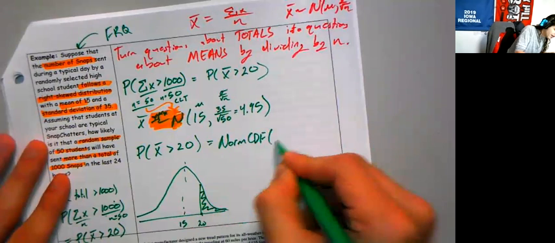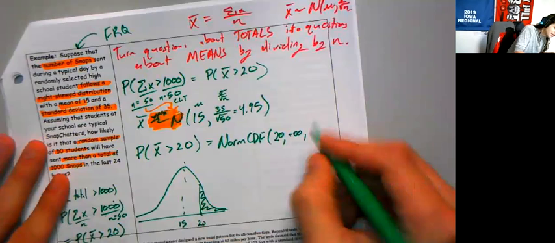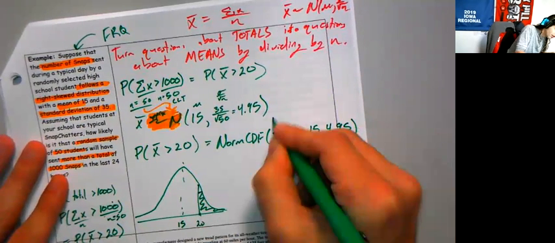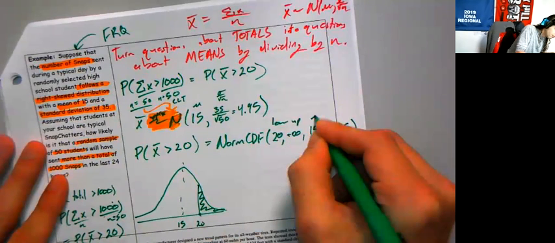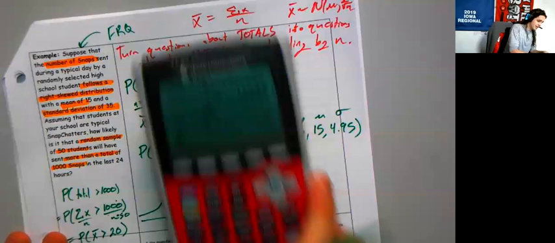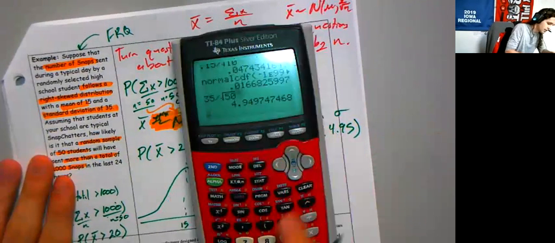Lower bound of 20, upper bound of positive infinity. You're going to type it in as a bunch of nines. Mean is 15, standard deviation is 4.95. We'll label those low, up, mu, and sigma, and we're going to find that probability. It's more than one standard deviation above. 68 is within one, that means 32 is outside. Half of 32 is 16. I expect my answer to be a little less than 16%.